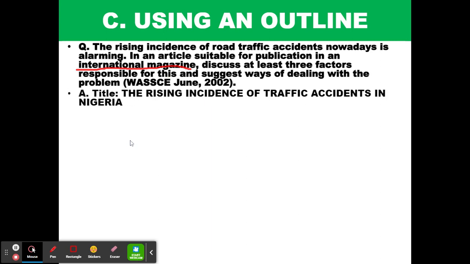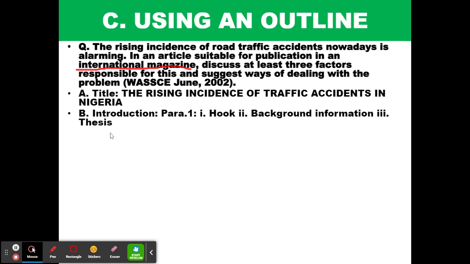Now, the first thing you need to write is the title, and the title is The Rising Incidence of Traffic Accidents in Nigeria. Then the next thing is the introduction. In paragraph 1, which is the introductory paragraph, you need to include the hook, the background information, and the thesis. These are all important. And then the body of the essay, which will include paragraph 2.